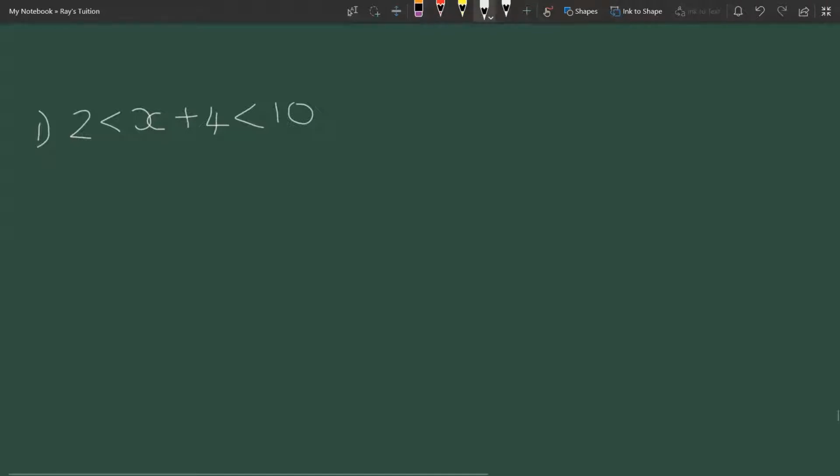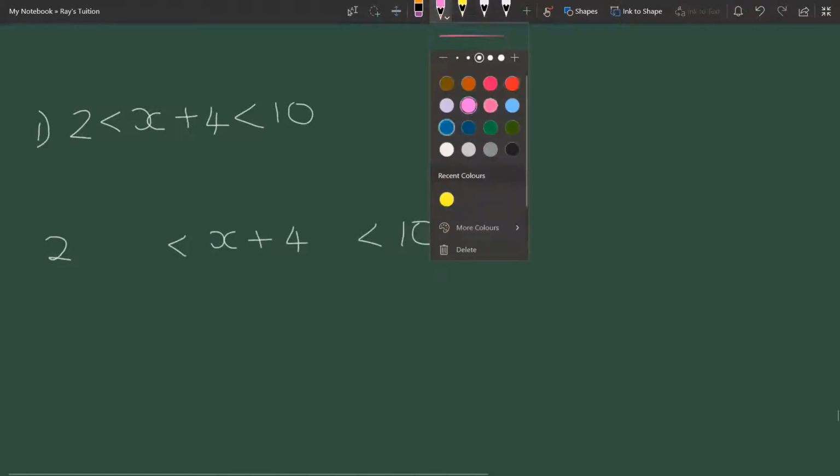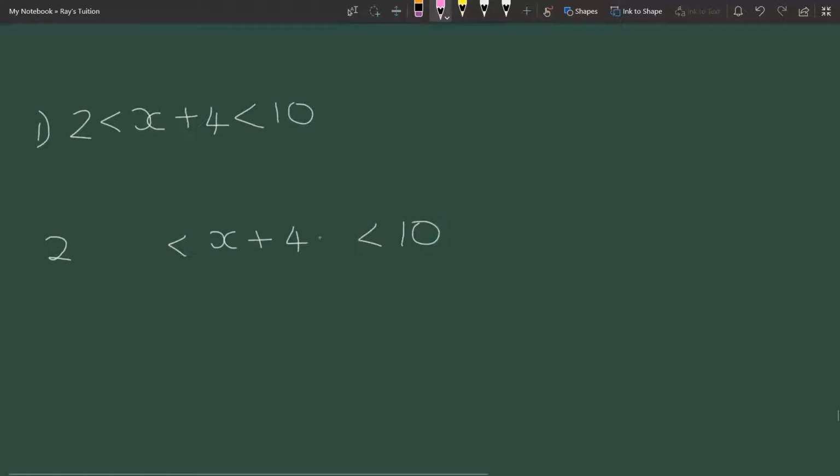So first of all, we would like to get rid of this plus 4. I just wrote it out a bit spaced out so you can see what I'm doing. To get rid of the plus 4, what I'm going to do is subtract 4, and that would get rid of the plus 4 here. But we can't just do it over there. So we subtract it on this side and on this side. We don't subtract it on one side, we do it on both sides.